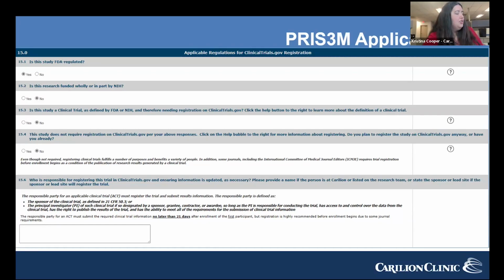So it does give you additional information again about who's the responsible party. You list who is going to be doing it. If you have an industry sponsored trial, you're going to be answering these questions just as you would if you didn't have one, but you would be putting your responsible party as that funder again. So for example, if you have a drug study with Pfizer, Pfizer is going to be listed as the responsible party.